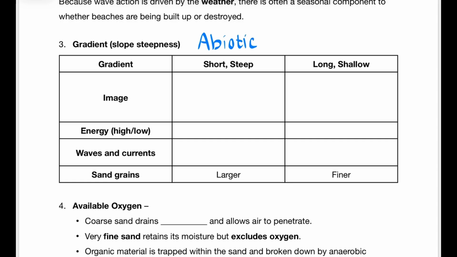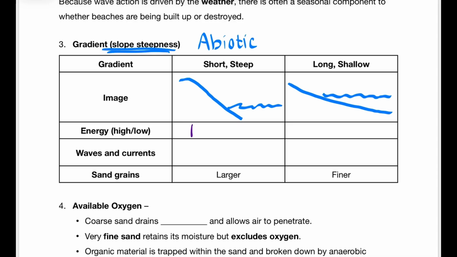Alright, so the gradient of the slope, which basically means how steep is your slope. The gradient can either be short and steep, or it's going to be long and shallow. So what a short steep slope looks like is something like this. Short and steep, there's your water, and a long and shallow gradient would maybe look something like this, with your water like that.